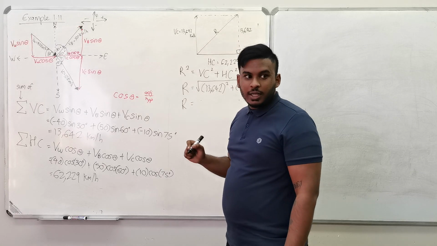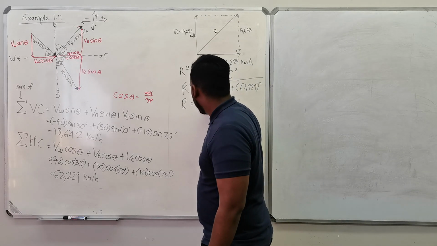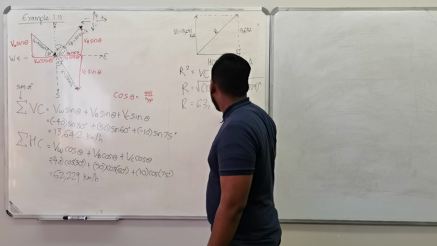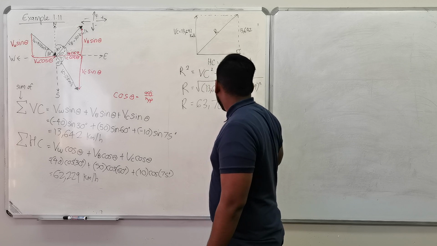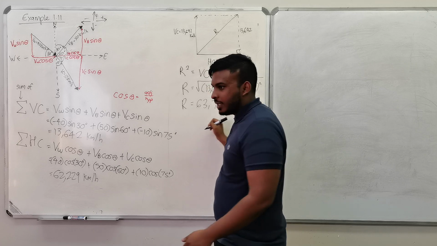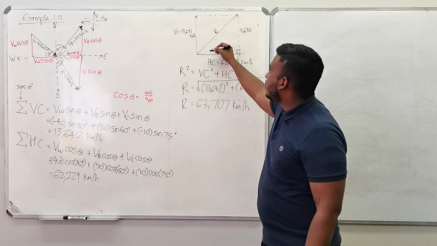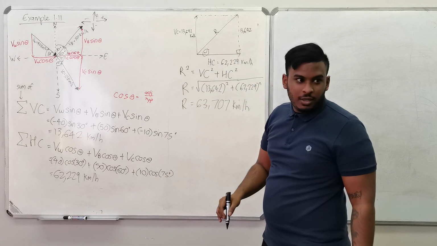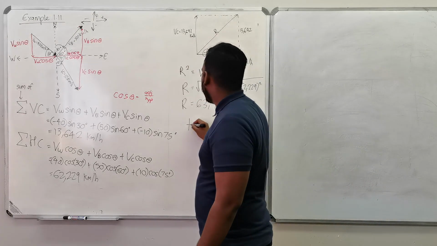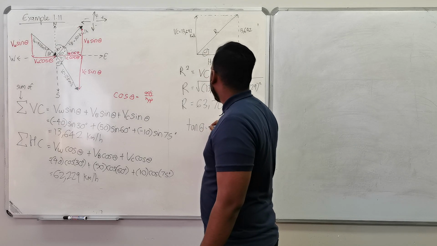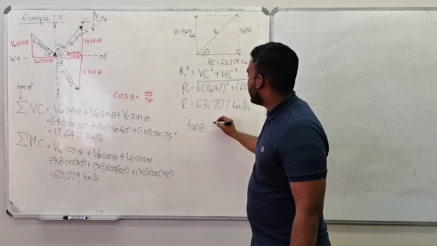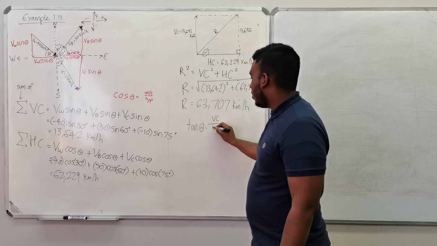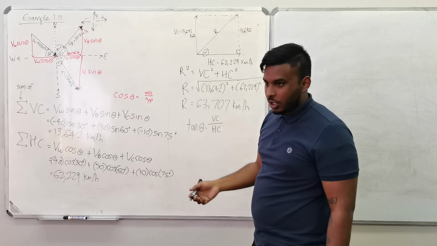63.708. What is it? 63.707 kilometers per hour. That's your resultant. And the angle we work out is that angle. So we'll say tan of the angle is equal to your opposite, which is your vertical component, over your adjacent, which is your horizontal component.